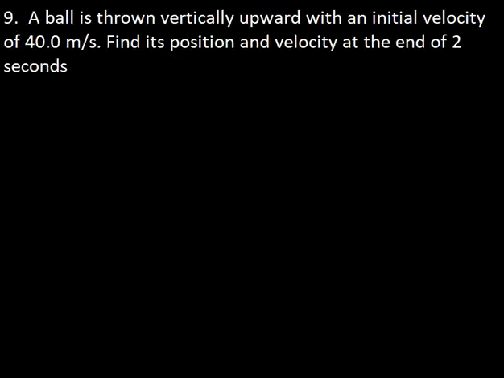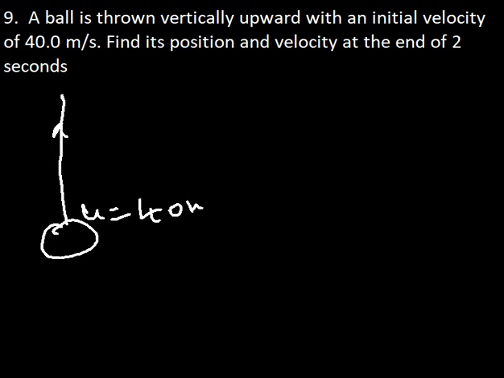And let's consider this kind of a scenario. A ball is thrown vertically upwards, which means the object has been thrown up, with initial velocity given as 40 meters per second. And since it is moving against the direction of the gravitational force, acceleration due to gravity is now negative. So you should have that. And we are told to find the position and the velocity at the end of 2 seconds.